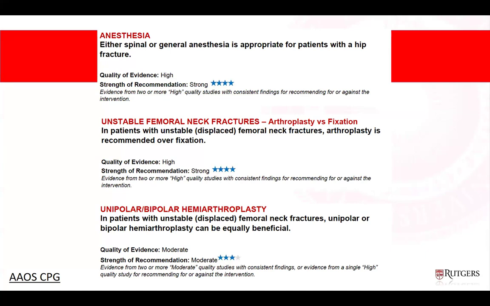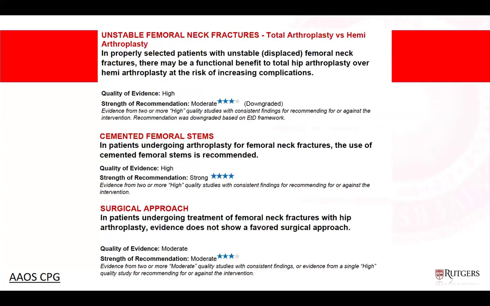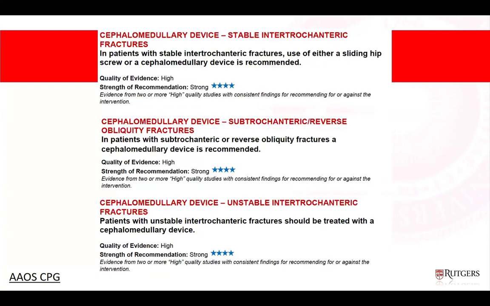So the femoral neck recommendations are that arthroplasty is recommended over fixation for unstable femoral neck fractures. Unipolar and bipolar are options for your femoral neck hemiarthroplasty. Total hip versus hemi we'll talk about. We'll talk about cemented versus uncemented stems and then different approaches.